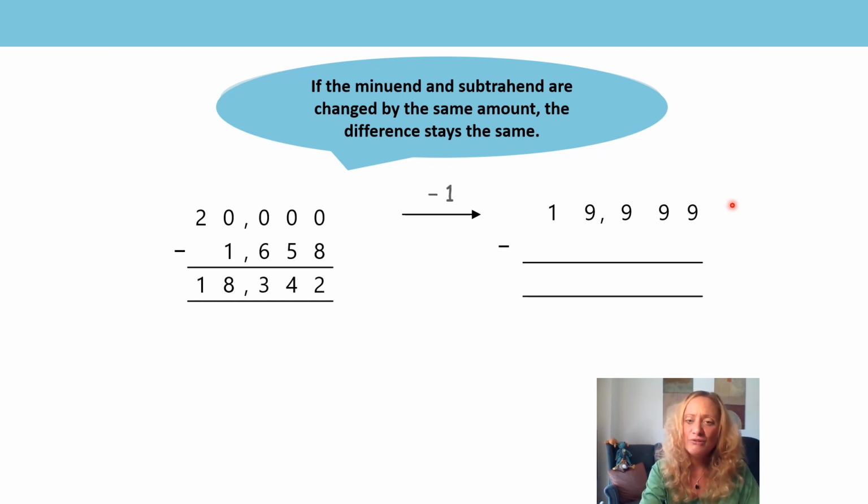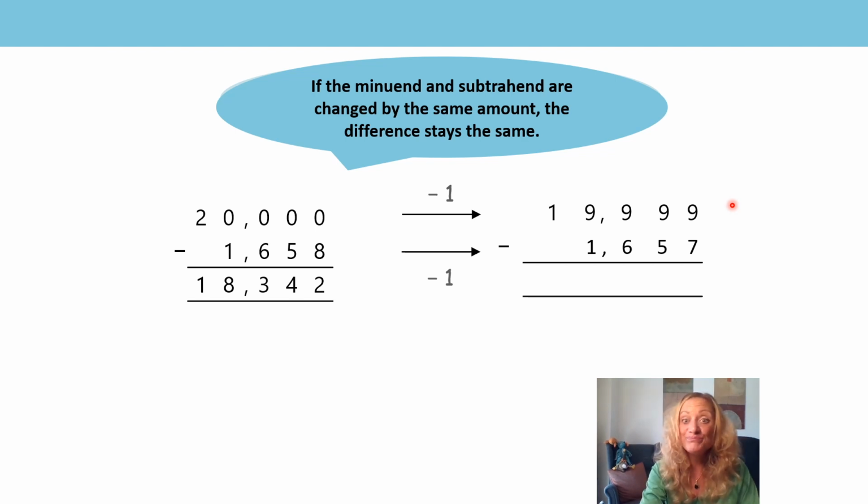And what do I need to do now? Subtract 1 from the subtrahend. Well done. And so I will get 1,657. Excellent. Do you think this is an easier calculation to solve? I'll tell you what I'd like you to do. Pause me now and write that calculation out and see if you can find the difference. See you in a moment.